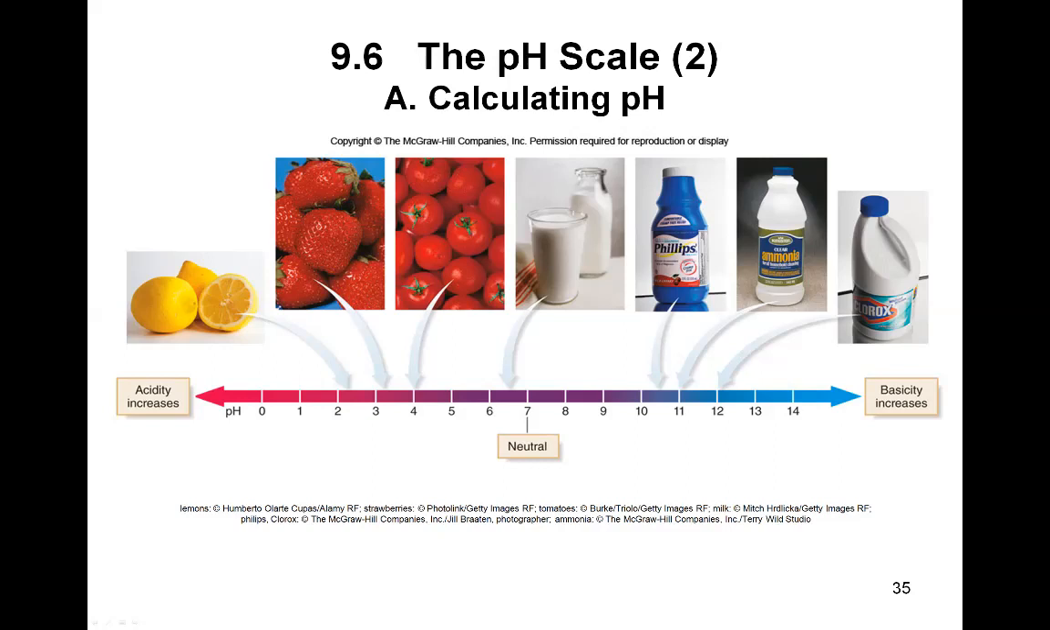And on the basic side, all the detergents you find in your home tend to be basic, like bleach with a pH of 12, ammonia with a pH of 11. Philips, I think, is a brand of anti-acid pills. So all of these are basic. Any kind of cleaning agent tends to be basic.